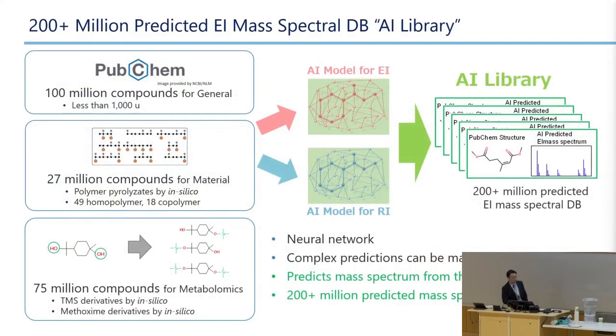And we provide 200 million structures. 100 million structures come from the PubChem database, and another 100 million compounds we made in silico. 27 million compounds are for material polymer pyrolysates. We made these polymer pyrolysate compounds in silico for 49 homopolymers and 18 copolymers. And we also made 75 million compounds for metabolomics, TMS derivatives and methoxime derivatives, in silico. We input these over 200 million compounds into our AI model, and then we made the AI libraries.